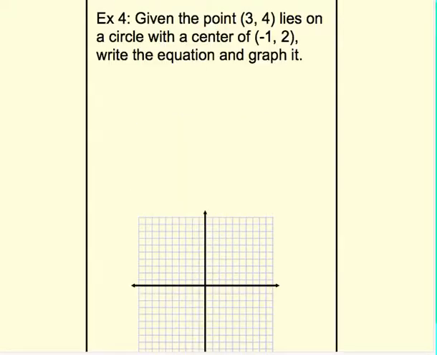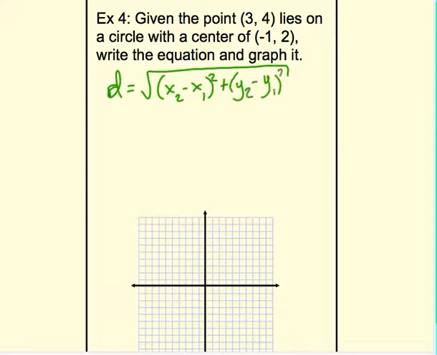Our last example is going to make us find the radius. So we're given the center point still, but we're also given another point on the circle, so we have to use the distance formula to find the distance from the center to that point, because that distance will give us the radius. So if you don't remember the distance formula, I'll give you the distance formula first, and then we'll find the radius. So (x2 minus x1) quantity squared plus (y2 minus y1) quantity squared.